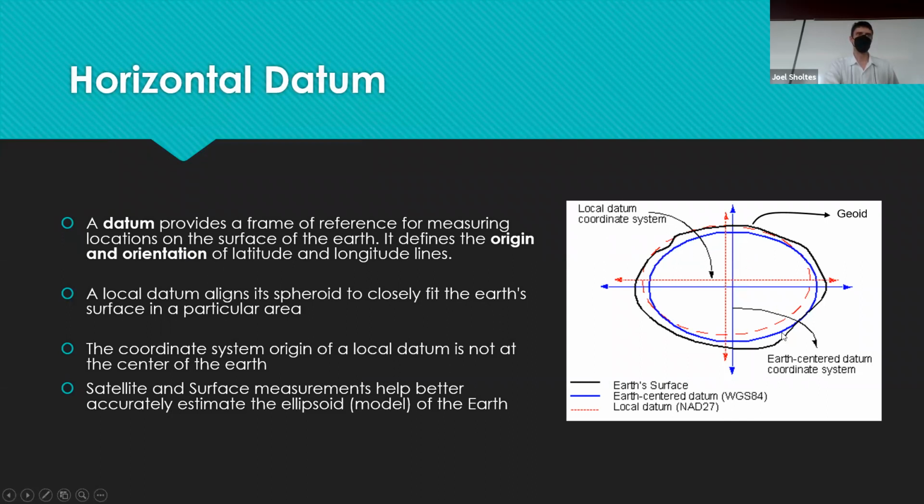So if we look at this blue one, this would be a global fit for the whole planet. If we look at the red one, this would be a local fit, for example, the North American datum. If North America is on this side of the planet, we're going to fit it so that it best fits with this curvature over here. And that's going to be a more accurate representation of the surface around North America. So to summarize, we have global horizontal datums and local horizontal datums. And note that the actual center of the Earth is misaligned with the centers of these datums.